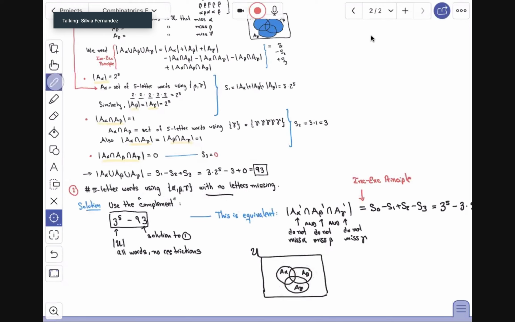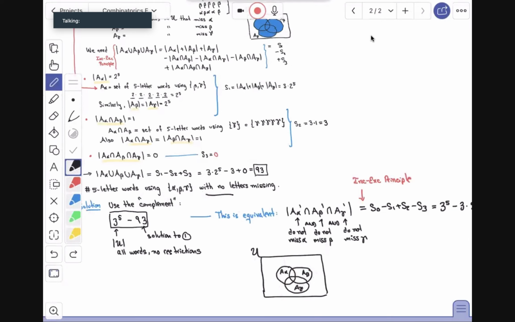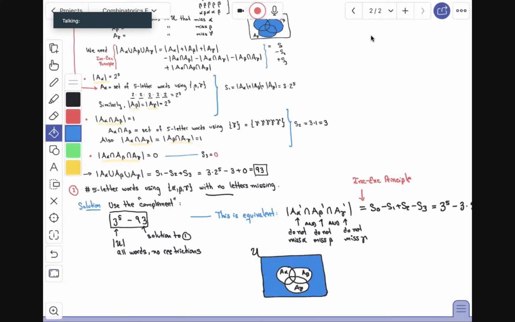So what am I looking for? Well, this time around, I'm looking at this part. We don't want to be in A alpha because those are the words that are missing alpha. This union is the words that are missing something. But this time around, I'm looking for the words that are not missing anything.